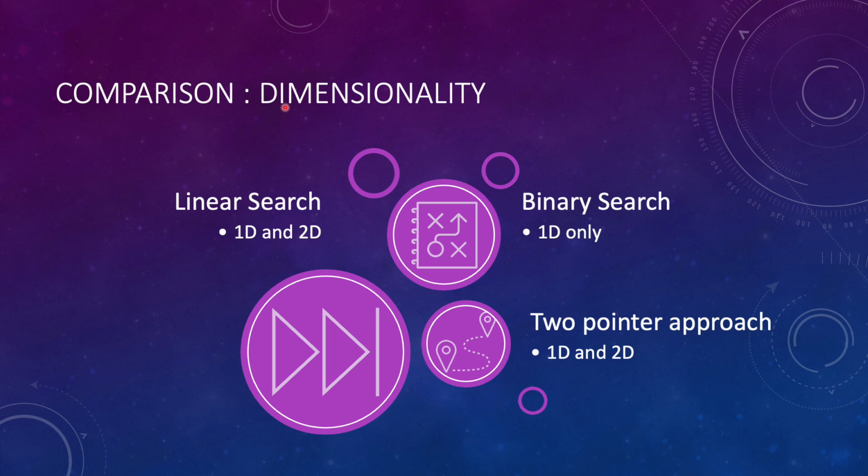Next up, we have dimensionality. Linear search works on 1D and 2D arrays. Binary search only works on 1D arrays. It does not support 2D. And the two-pointer approach supports 1D and 2D arrays. And when we talk about data sets, linear search is fast on small data sets, and binary search and the two-pointer approach are faster on large data sets. But on large data sets, linear search turns out to be really slow.